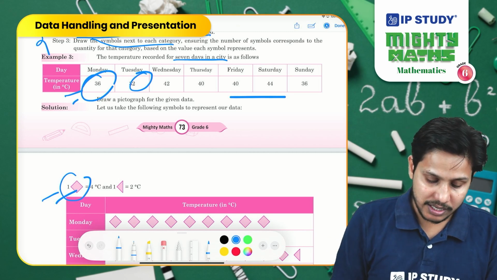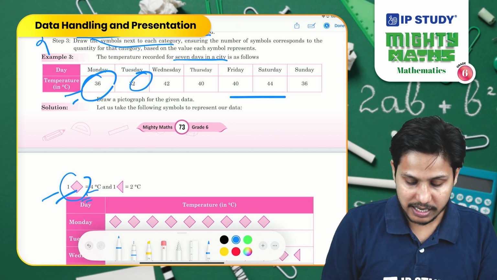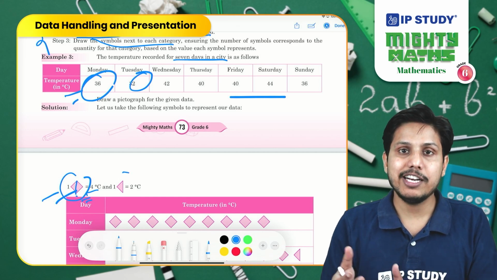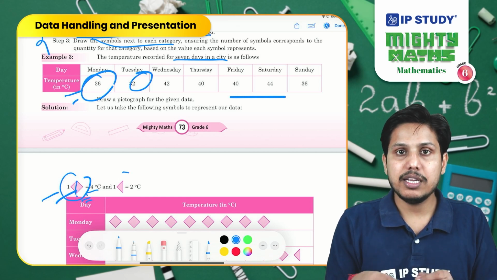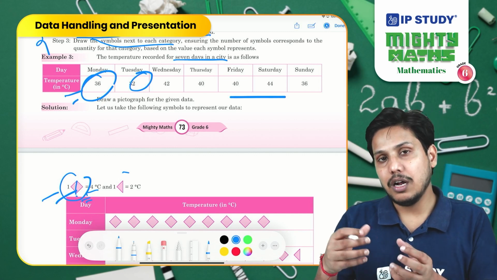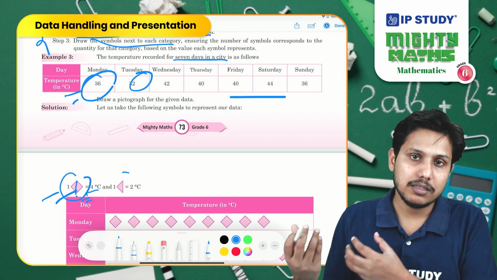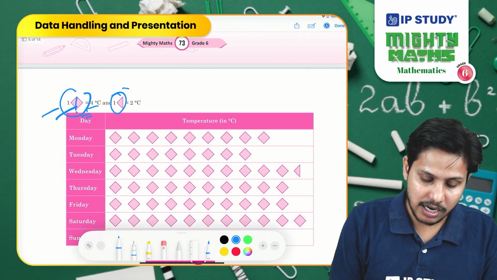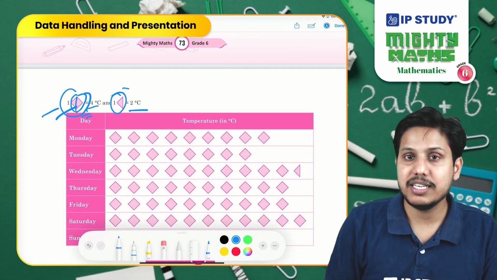Here we have multiples of 4 in the data, so we can use 4 as the key value. So one key has 4 degrees Celsius as data, and if we take half of it, we can also divide it into 2 parts. Taking the full symbol represents a certain number of items, and half of it will represent half the number of items. So a single half of this symbol will represent 2 degrees Celsius.